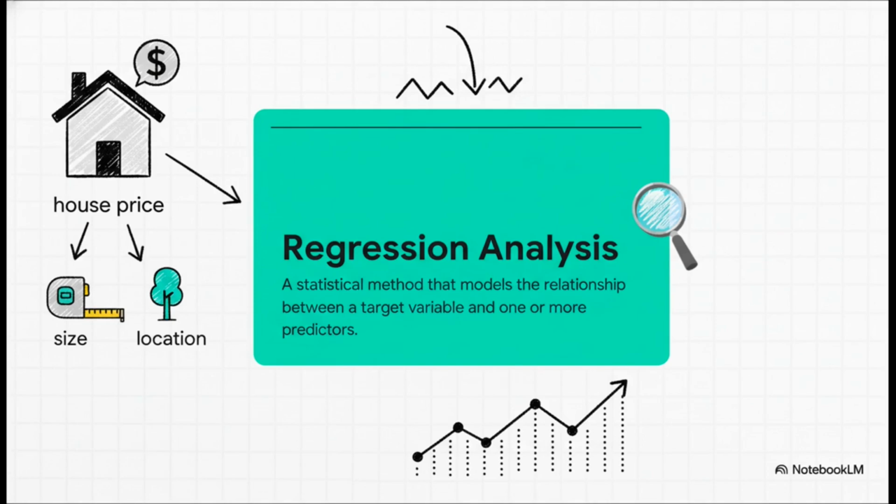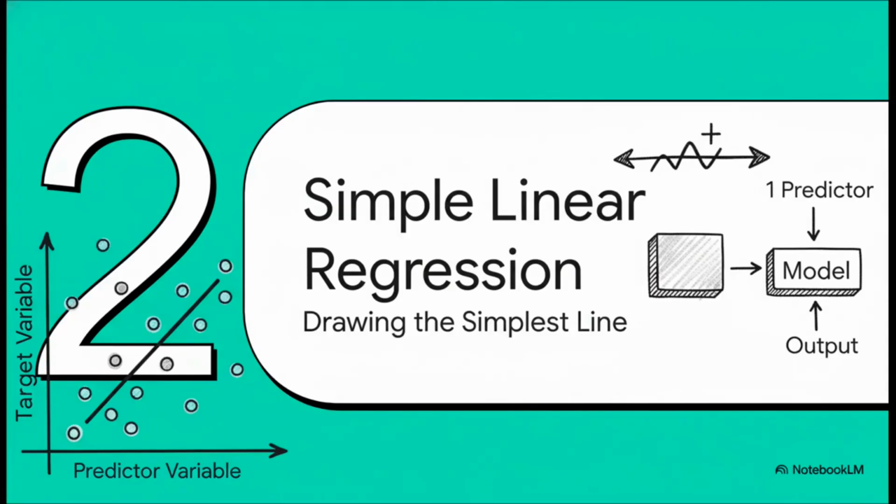And that, right there, brings us to the official definition. Regression analysis is just a statistical tool for modeling that exact relationship. The thing we want to predict, like the house price, we call that our target variable. And the clues we use to predict it, like the size of the house, those are our predictor variables. Simple as that. So let's start with the most basic version of this. To keep things really clear, we're going to begin by using just one predictor variable to try and guess our target. This is called simple linear regression.